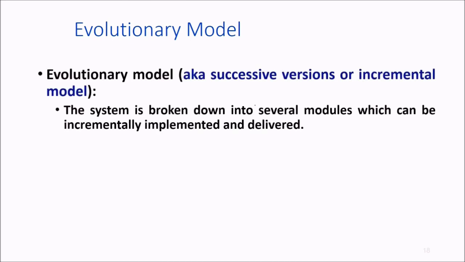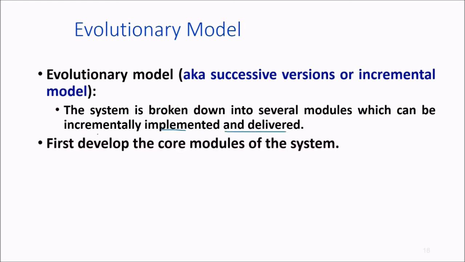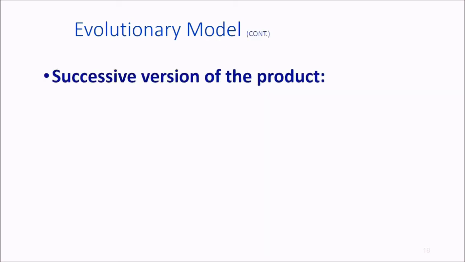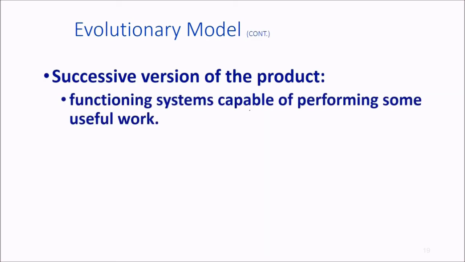Then we have the evolutionary model. What is this evolutionary model? It is also known as the successive version of the incremental model. So incremental model and evolutionary model are similar. The system is broken down into several modules, several parts, which can then be incrementally implemented and delivered. We develop the core modules, the basic, important modules of the system. The initial skeleton is then refined with increasing levels of capability. That is, we add various new functionalities in successive versions of the product.